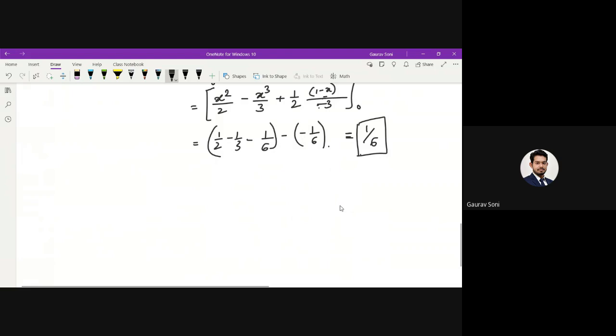Third one, I want you to solve it. Integration 0 to 1, integration 0 to 1, dx dy upon under root 1 minus x square under root 1 minus y square.